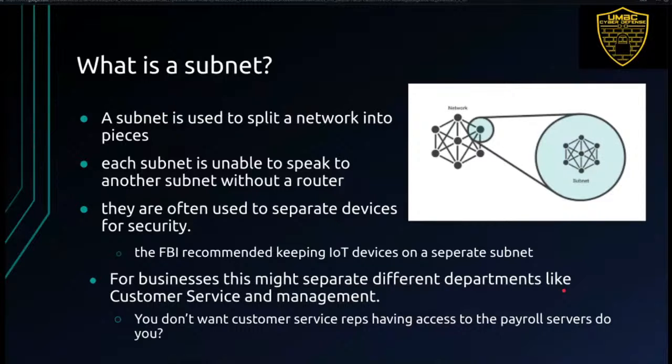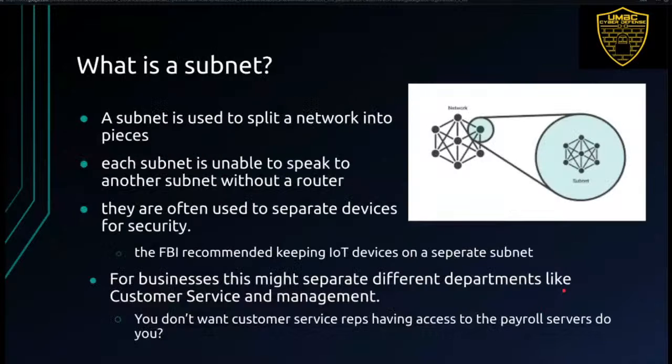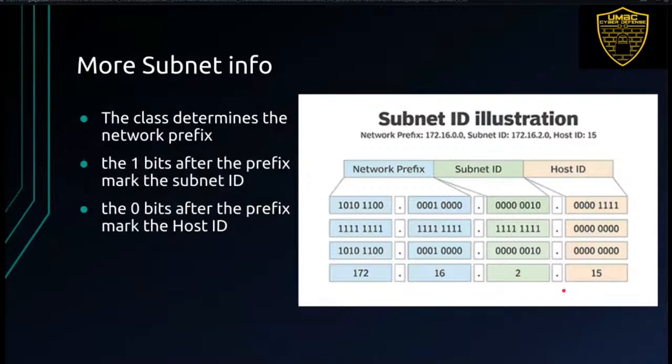And again, generally speaking, people use calculators to calculate the subnets. It's a lot easier than doing it by hand, but if you're doing this for a class, they may ask you to, which is kind of a pain. So, more subnet stuff. The class is going to determine the network prefix. That's this guy right here. Since this is 172.16, the first two are deciding the network, and the latter two are deciding the subnet.